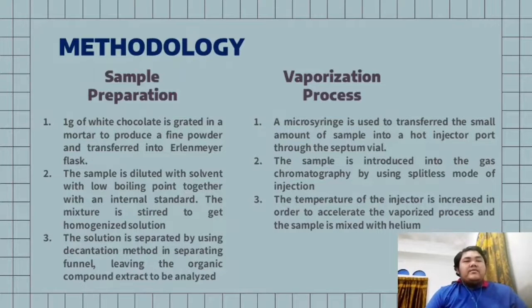Next, we have the vaporization process. In this step, a micro syringe is used to transfer a small amount of sample into the hot injector port through the septum vial. The sample is introduced into the gas chromatography by using the splitless mode of injection. The temperature of the injection is increased in order to accelerate the vaporization process, and the sample is mixed with helium.